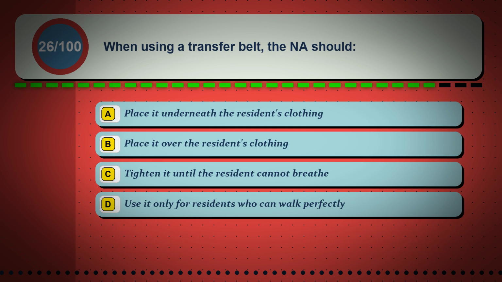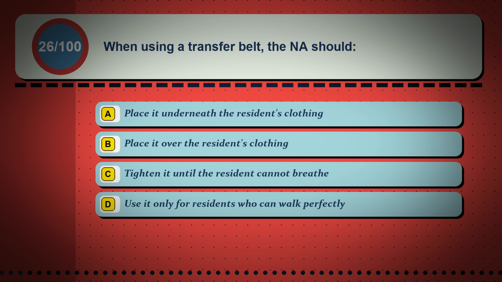Question 26. When using a transfer belt, the NA should: Option A, place it underneath the resident's clothing. Option B, place it over the resident's clothing. Option C, tighten it until the resident cannot breathe. Option D, use it only for residents who can walk perfectly.